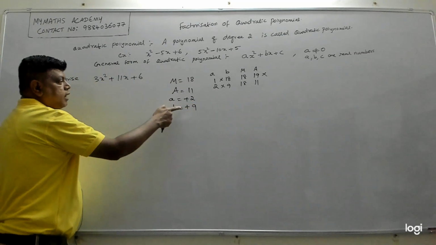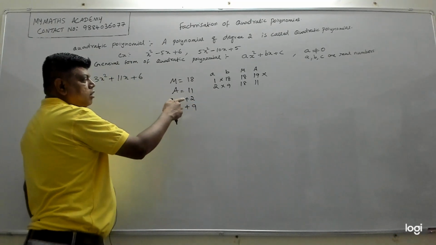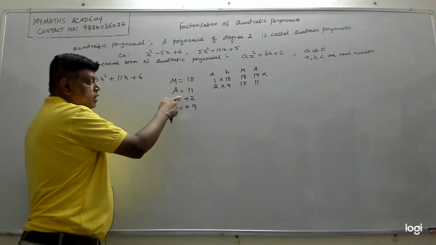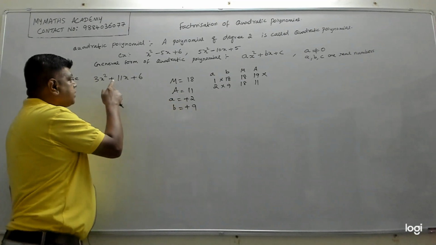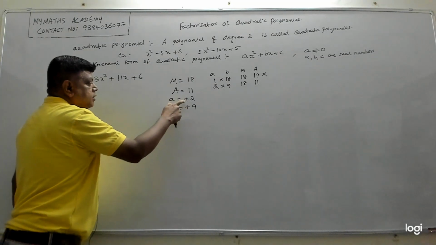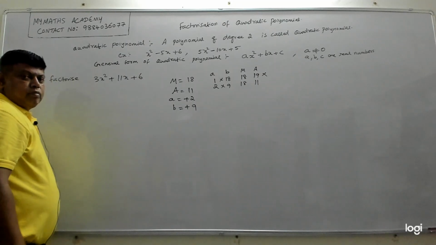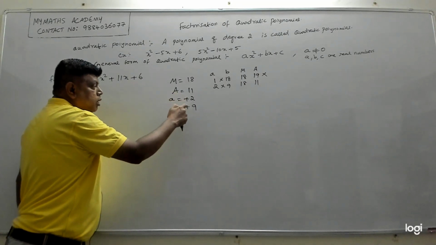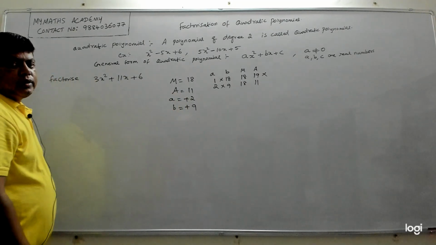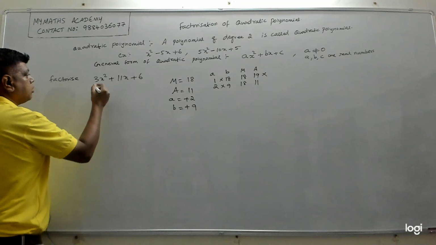But to decide which sign: in the addition case, both will have plus or both will have minus. To decide whether both will have plus or both will have minus, we should check this sign. If this sign is plus, both will have plus. If this sign is minus, then we would put minus here for both, because in the addition case, both are plus or both are minus. Right?